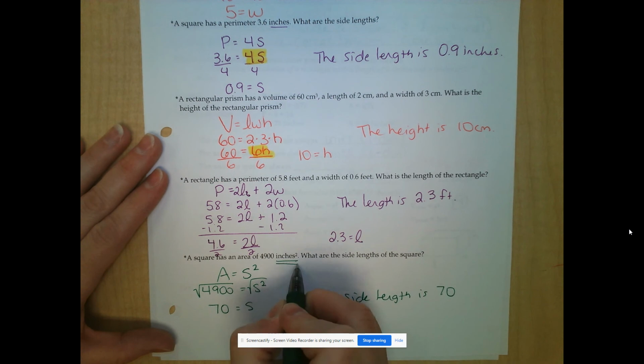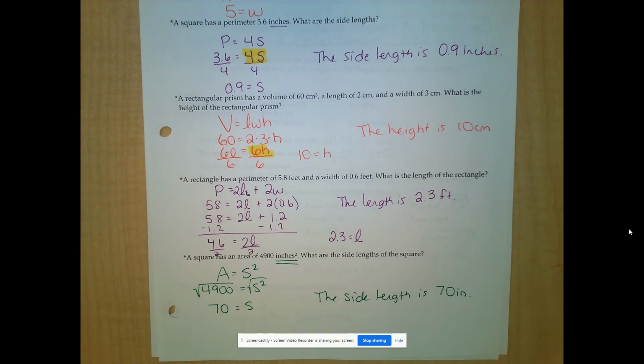And I'm going to look back up here. The area was inches squared. So my side length, just 70 inches.